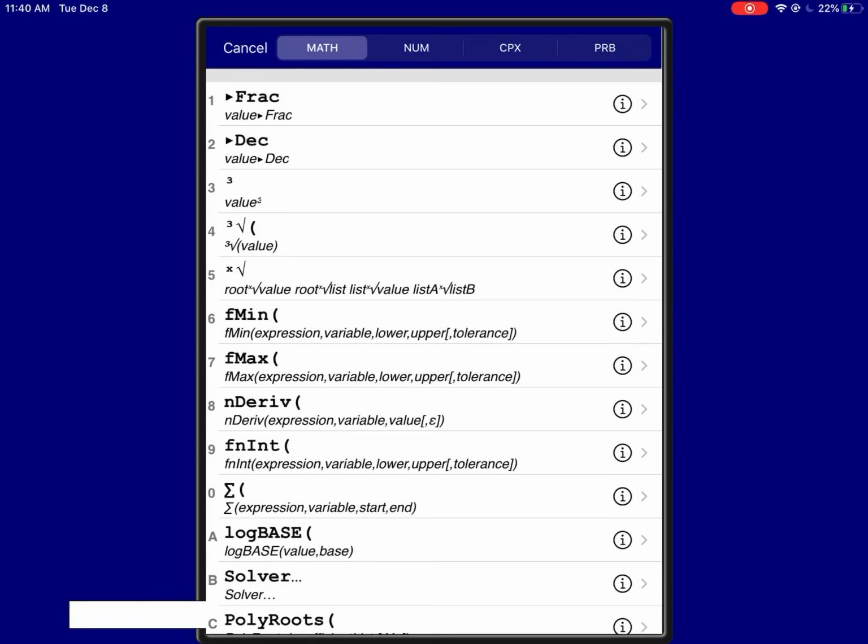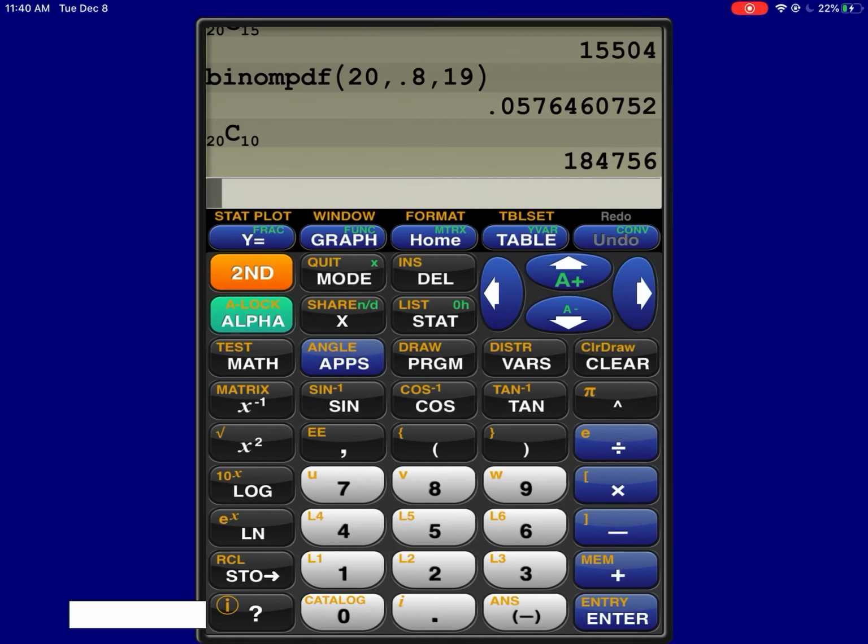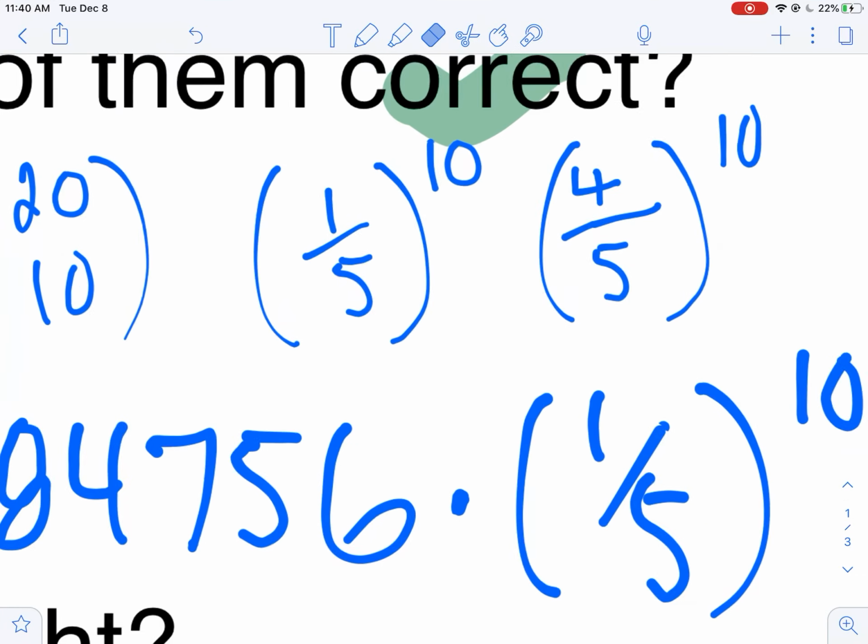What you do is you go to Math, Probability, nCr. And okay, we're looking at 20 trials, 10 successes. And this will tell us how many combinations there are of 10 successes within 20 trials. 184,756. I don't know about you, I don't want to have to write out all those combinations. And you shouldn't have to. That's what the calculator function's for, and that's where this number comes from.